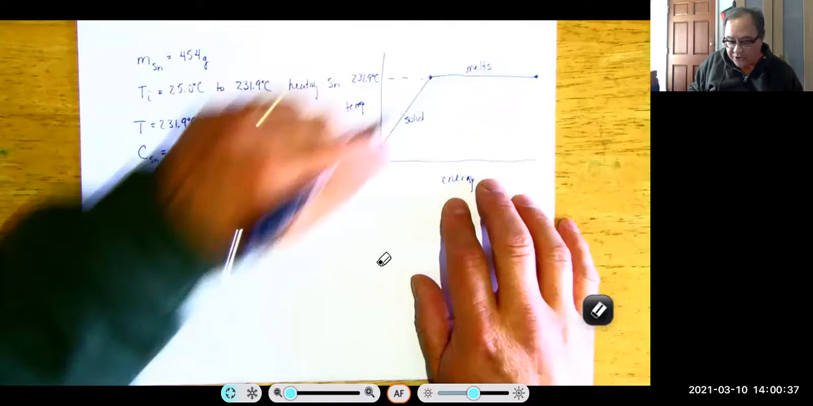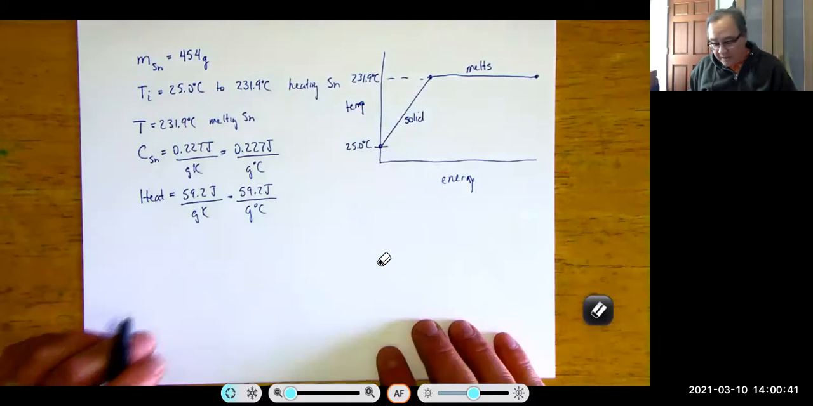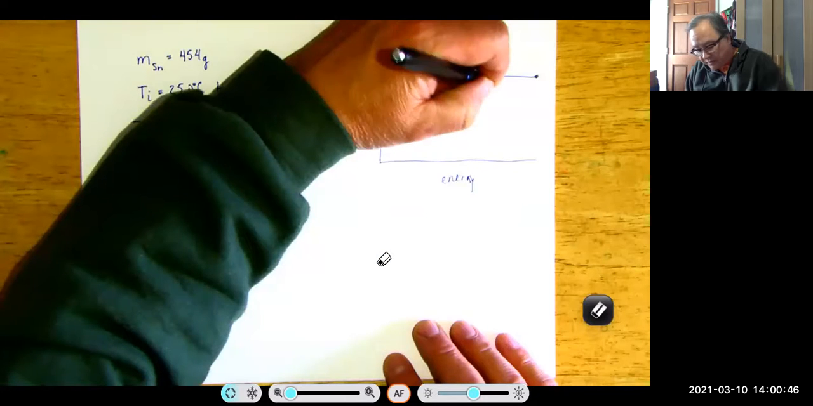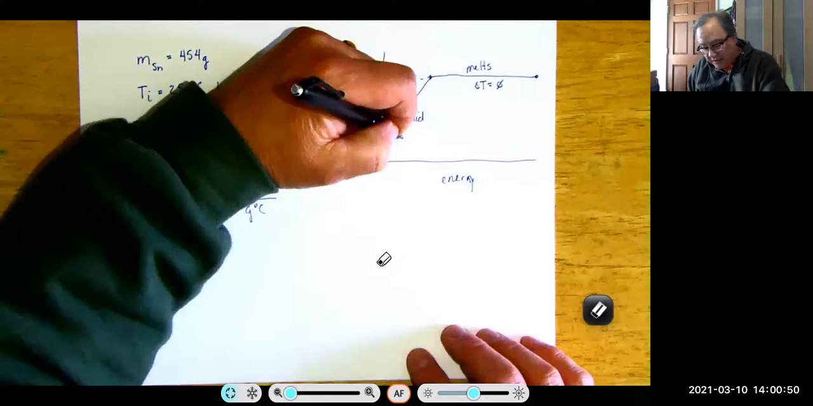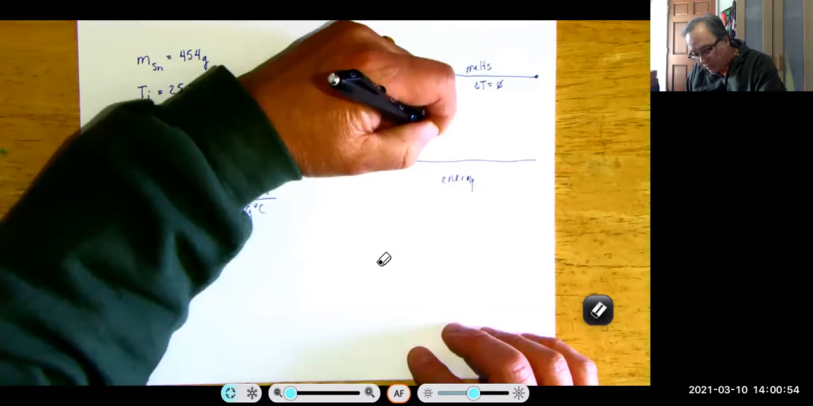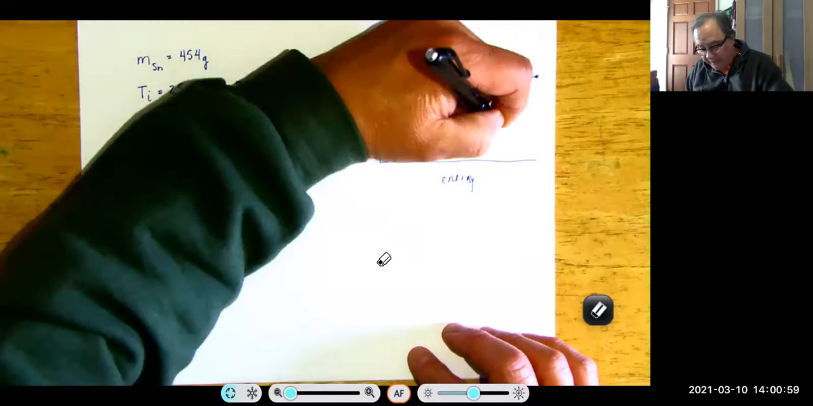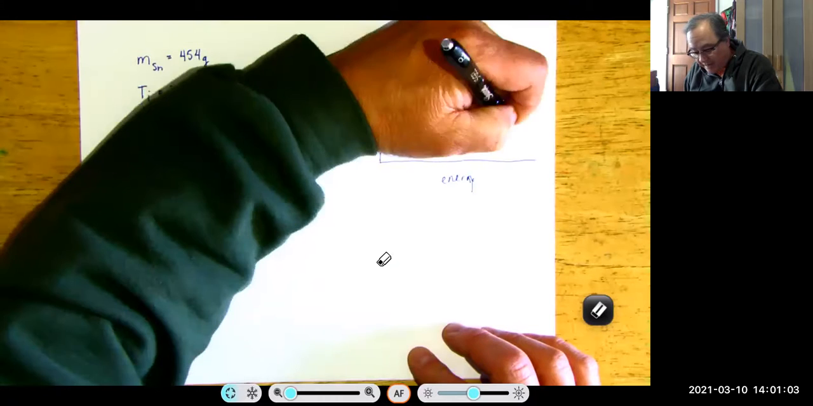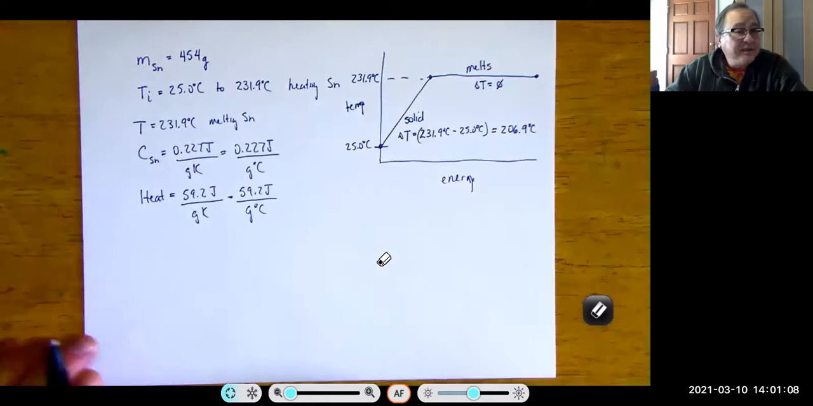So we got two parts of the graph here, the rise and the flat part of the graph, right? Now, in this flat part of the graph, the change in temp is equal to 0. And in this rise, the change in temp is going to be 231.9 degrees Celsius minus 25.0 degrees Celsius, which is going to be 206.9 degrees Celsius, if I got it right. Does that look okay?